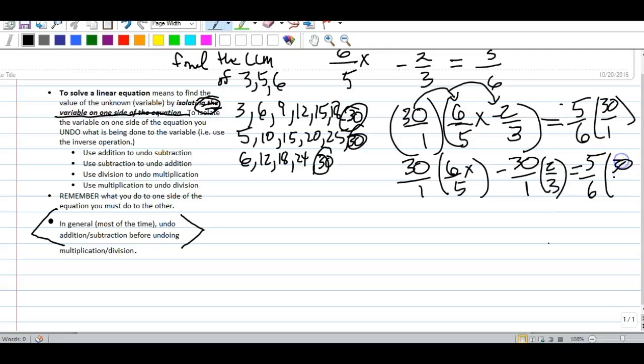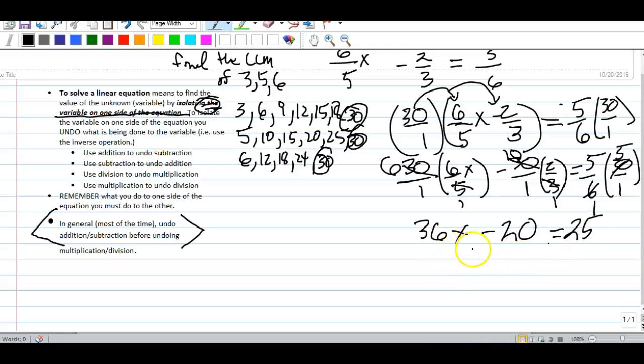Now look what happens. 5 will go into 5 once, 5 will go into 30 6 times. 3 will go into itself once, 3 will go into 30 10 times. 6 will go into itself once, 6 will go into 30 5 times. So 1 times 1 is 1, my denominator becomes 1. So 6 times 6x is 36x. 1 times 1 is 1. 10 times 2 is 20. 1 times 1 is 1. 5 times 5 is 25.